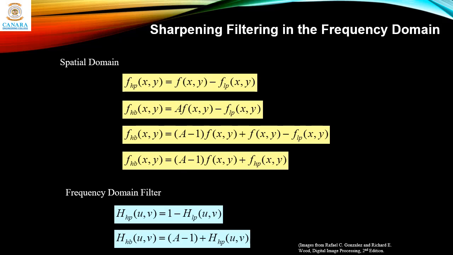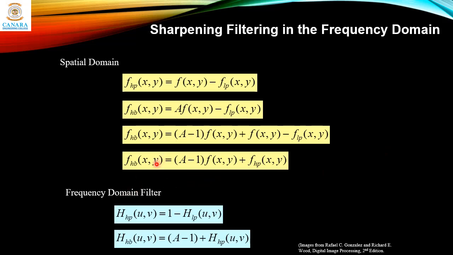Sharpening filters in the frequency domain. So we have gone through this spatial domain simplification and expression for the high boost filter, which basically reduces to: high boost version of f of xy is equal to (A minus 1) times f of xy plus the high pass version of f of xy. Okay, so this equation we had obtained in the spatial domain, and we had seen the examples also.